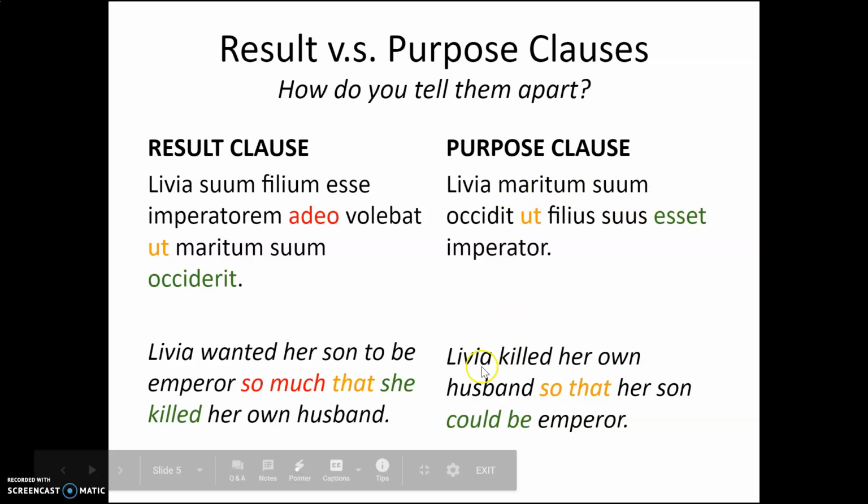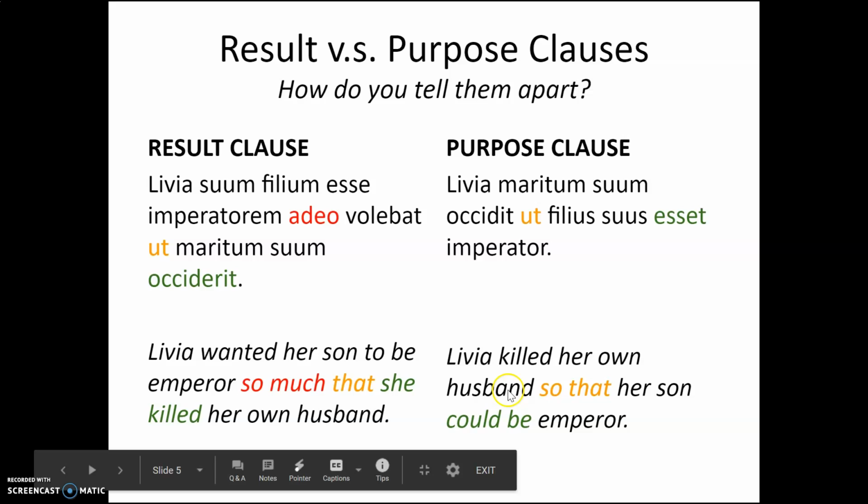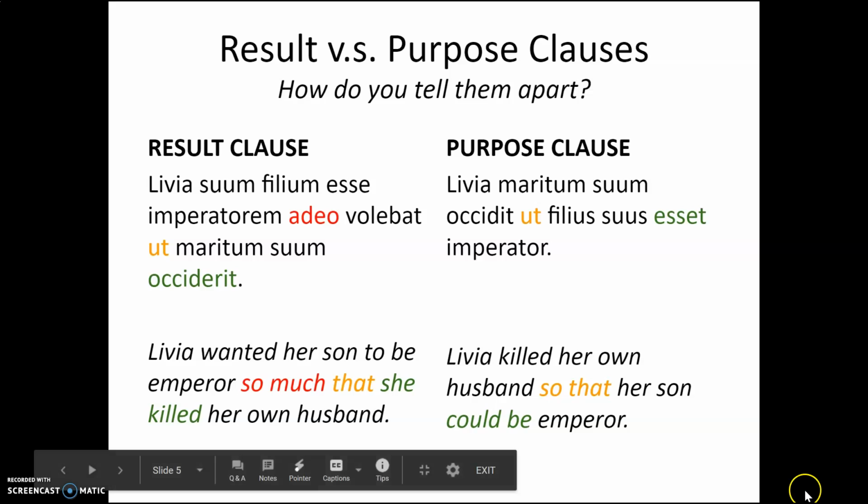So translating, it means Livia killed her own husband, ut, so that, filius suus esset imperator, her son could be emperor. This right here, so that her son could be emperor, is the purpose of her killing her husband. So why did she kill her husband? She killed her husband for the purpose of her son being emperor. Whereas the result clause shows the result of her wanting her son to be emperor.